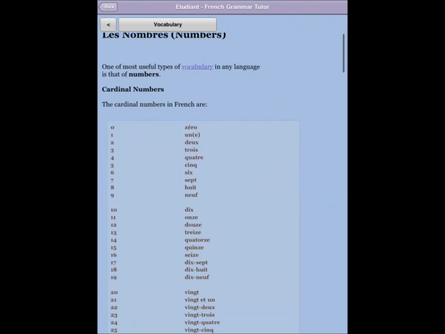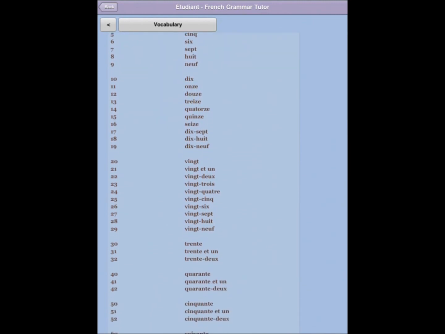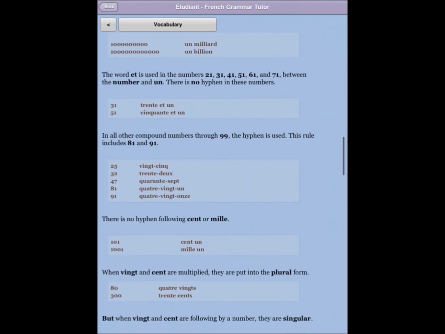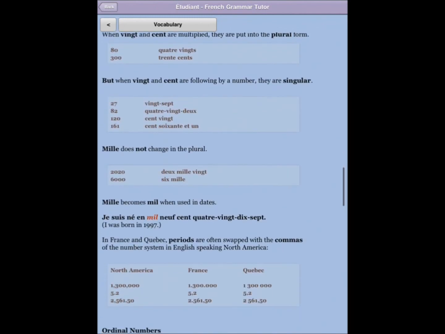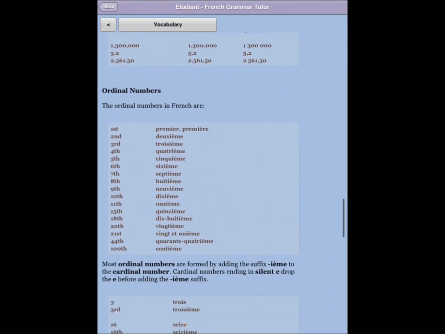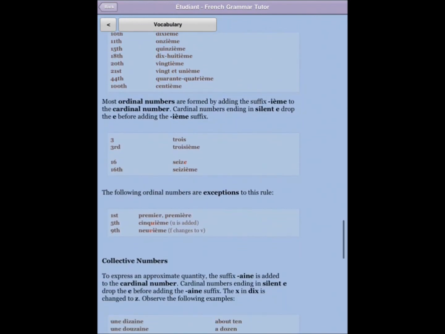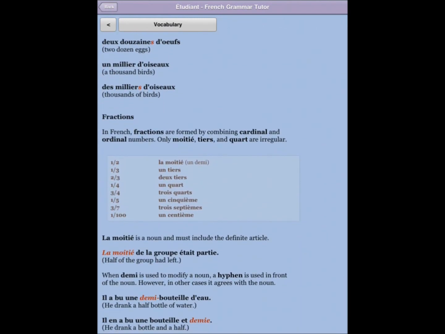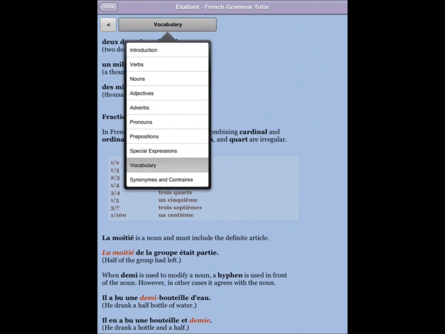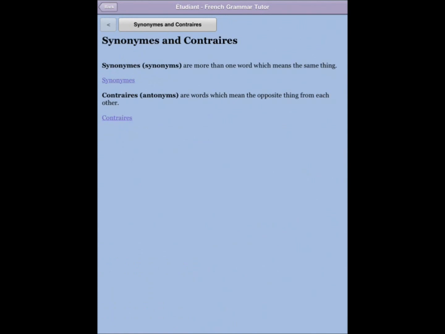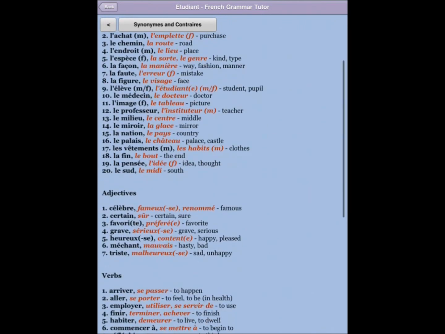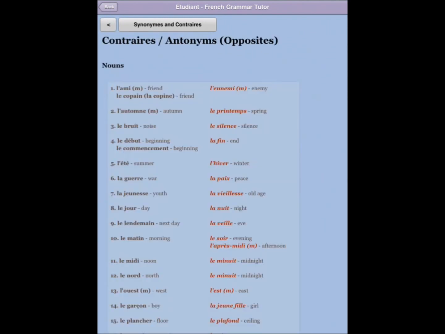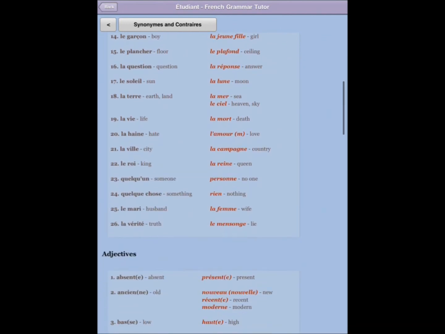Some information on numbers, cardinal numbers, of course. Ordinal numbers, collective numbers, fractions. There's also a section on synonyms and antonyms, words that mean the same, and words that are opposites.